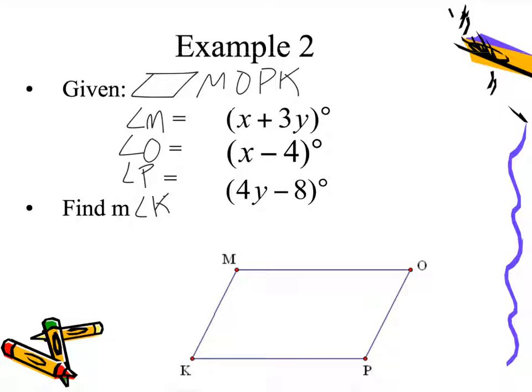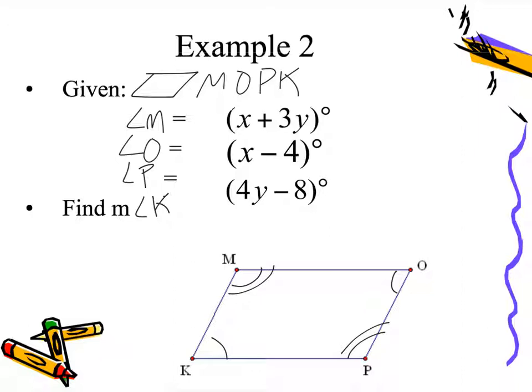Well, what do I know about parallelograms here, especially when I'm talking about their angles? Well, I know that their opposite angles are congruent from one of my four theorems. I also know that consecutive ones are supplementary. So like K and M are supplementary, M and O, and P and K. Those are all supplementary angles. So I'm going to use that in some way, shape, or form.